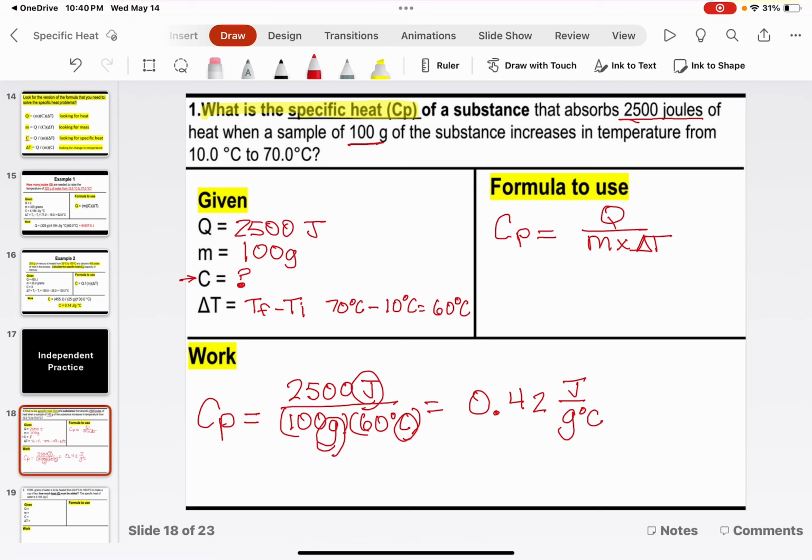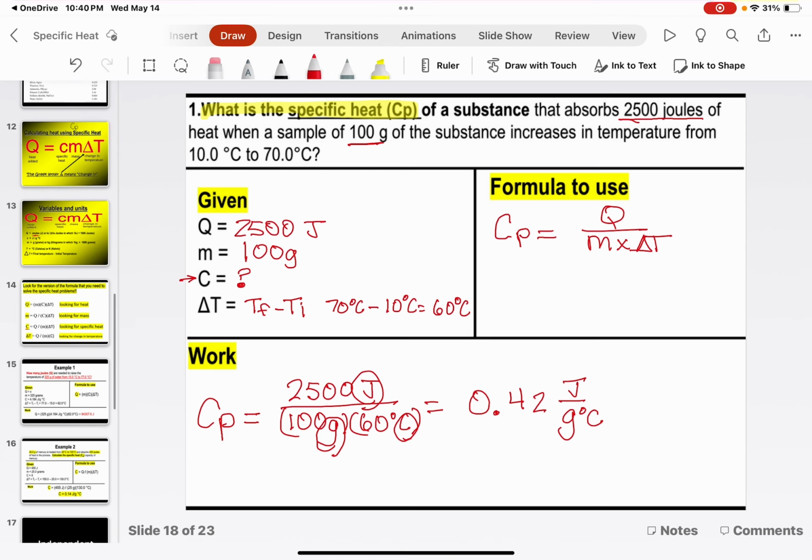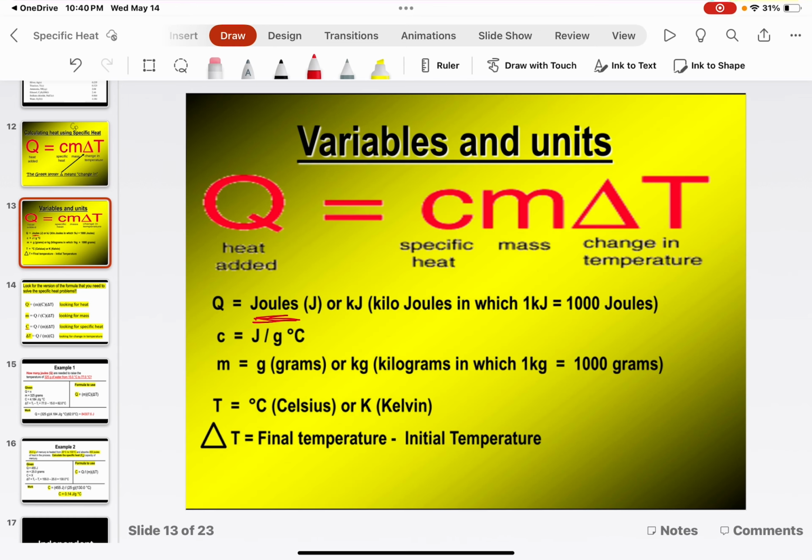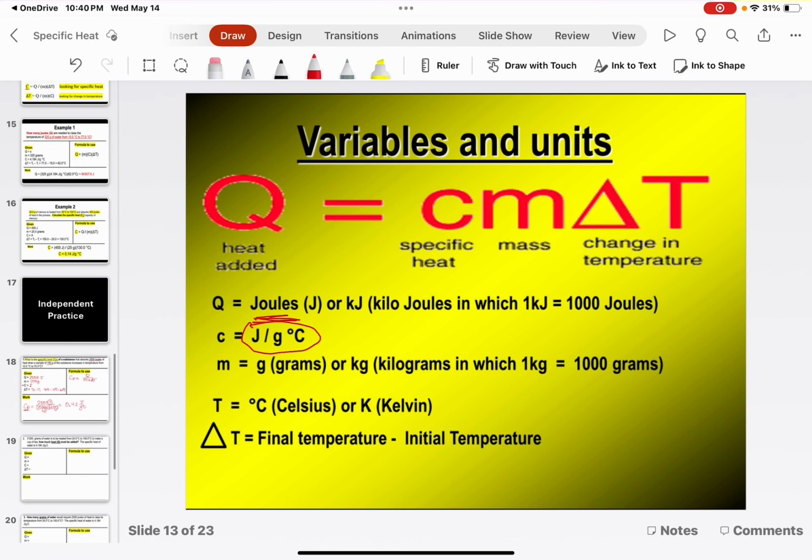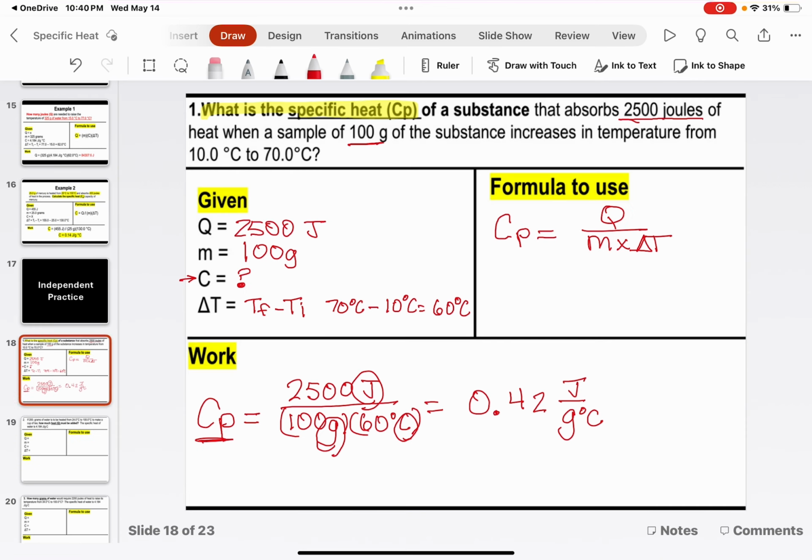And if you look at the notes as well, when we were talking about what the units are for specific heat, you will find that the units for specific heat are going to be joules over grams times degrees Celsius. So that makes perfect sense on why those were the units that we got. So that's how you would go about solving for specific heat using the Q equals M delta T C_P.